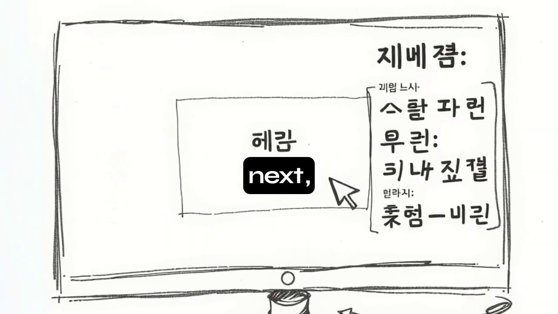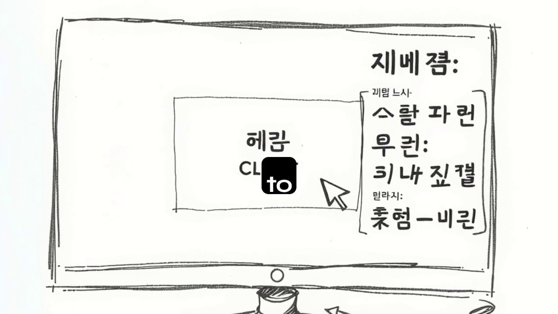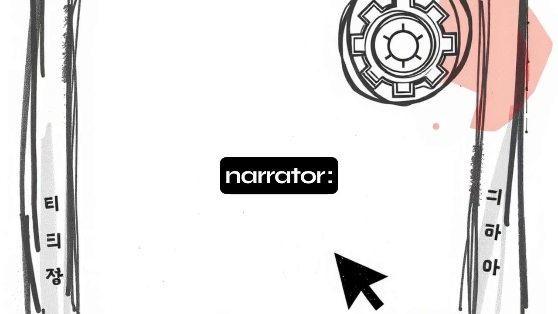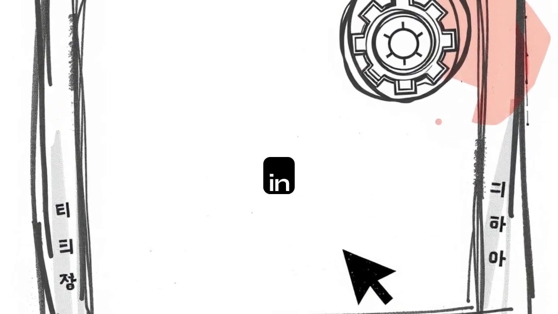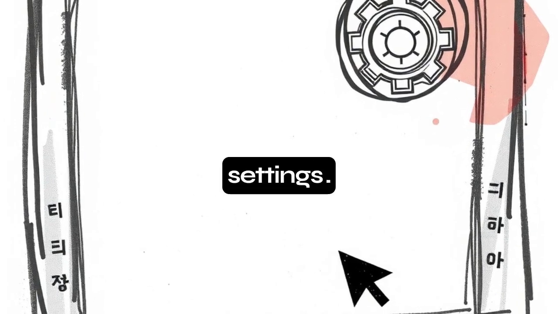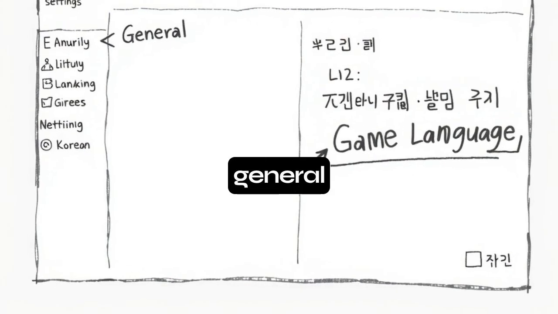Next, open League of Legends from the Riot client. Wait for the game client to load in Korean. Once you're in the LOL client, click the small gear icon in the top right again to open in-game settings. In the settings window, go to the General tab.